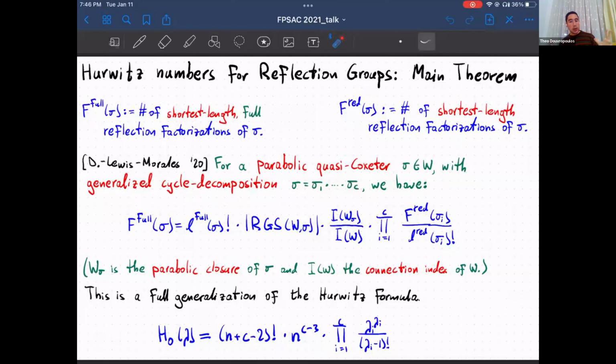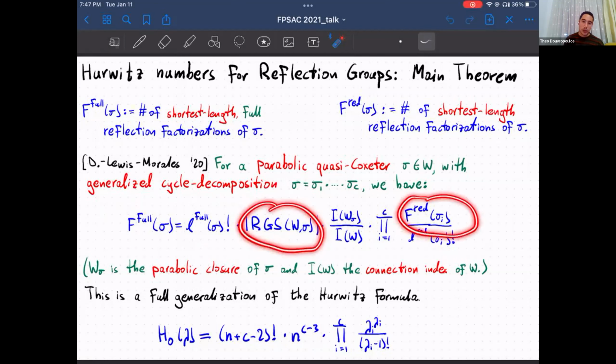Okay, so now I'm ready to show you our theorem. I'm going to use two notations. F full of sigma is the number of shortest length full factorizations, where the factors generate the whole group. And F red of sigma is the number of reduced, shortest length factorizations that don't necessarily generate the whole group. So our theorem is a formula for the full factorizations of sigma that involves all these objects we talked about: the relative generating sets and the reduced factorizations.